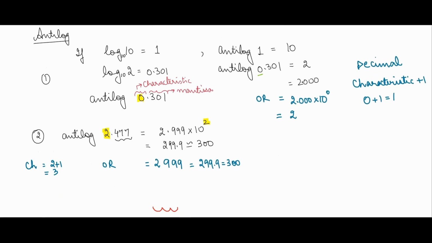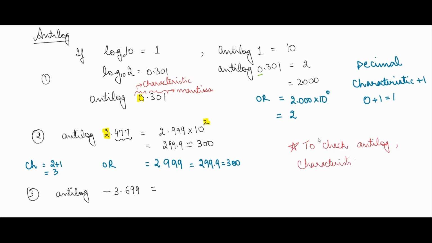Let us take up a value where we have a negative number, a negative power. For example, supposing we want to calculate anti-log of minus 3.699. To check anti-log, remember that the characteristic can be negative. The characteristic can be negative. The mantissa can never be negative.